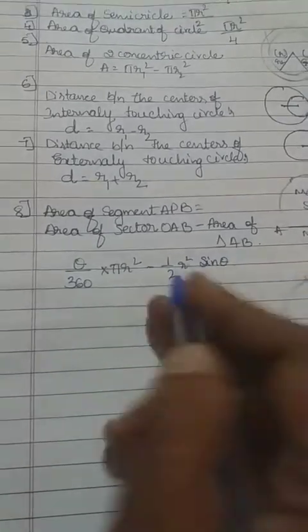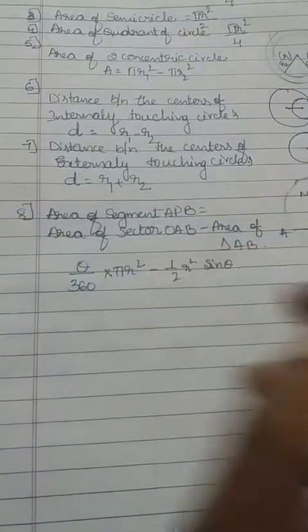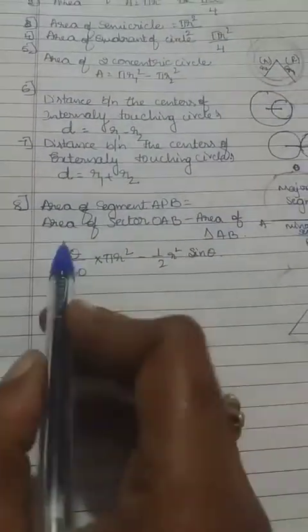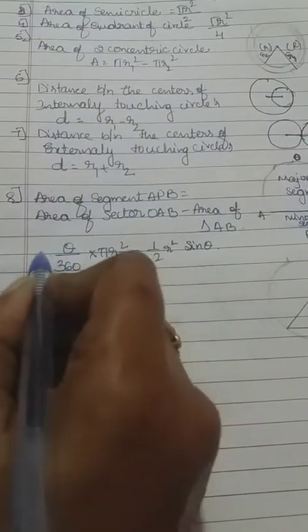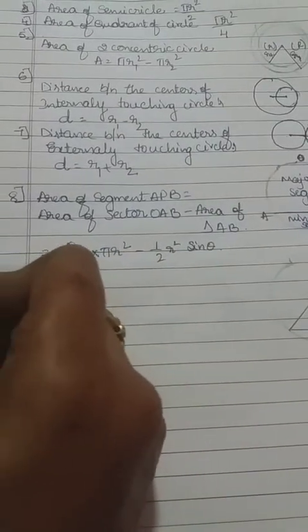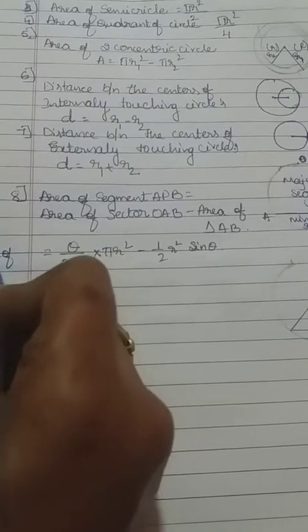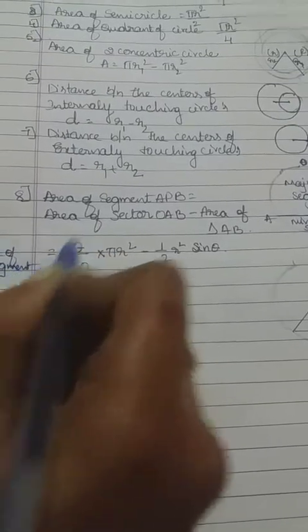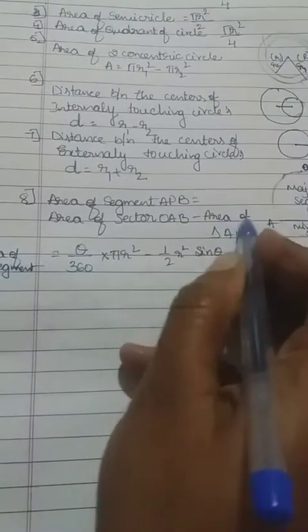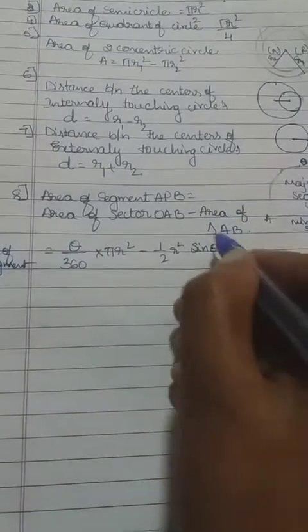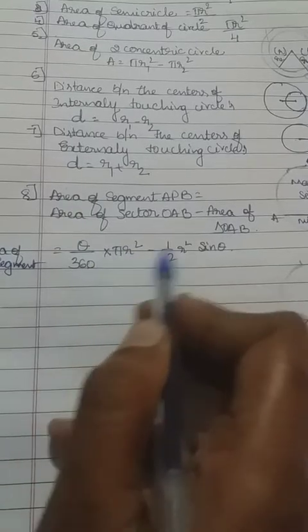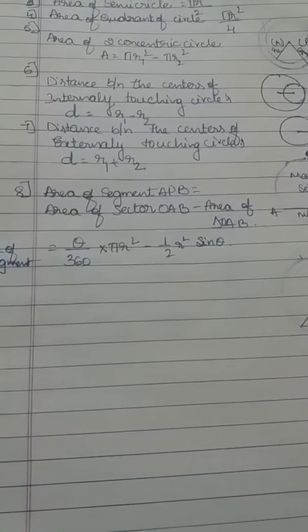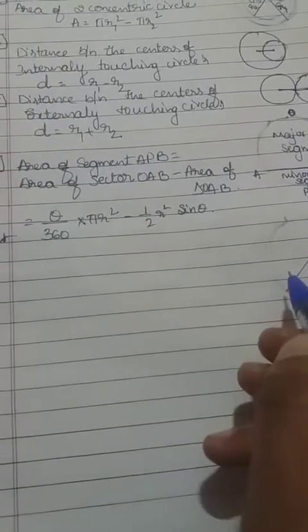So this is the formula for the area of the segment. You have to note it down: area of segment. I am explaining which is the sector and which is the area of the triangle. So this is theta divided by 360 into pi r square minus 1 by 2 r square sin theta.